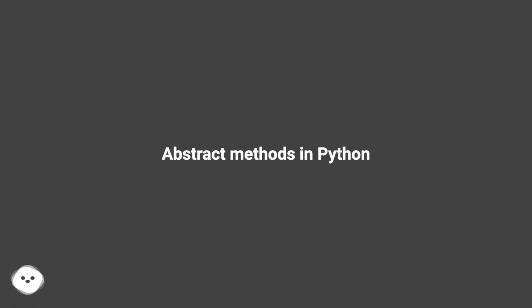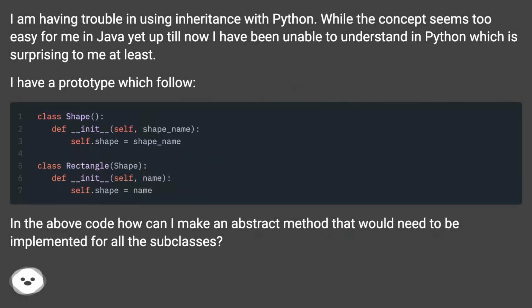Abstract methods in Python. I am having trouble using inheritance with Python. While the concept seems too easy for me in Java, up till now I have been unable to understand it in Python, which is surprising to me at least. I have a prototype which follows.